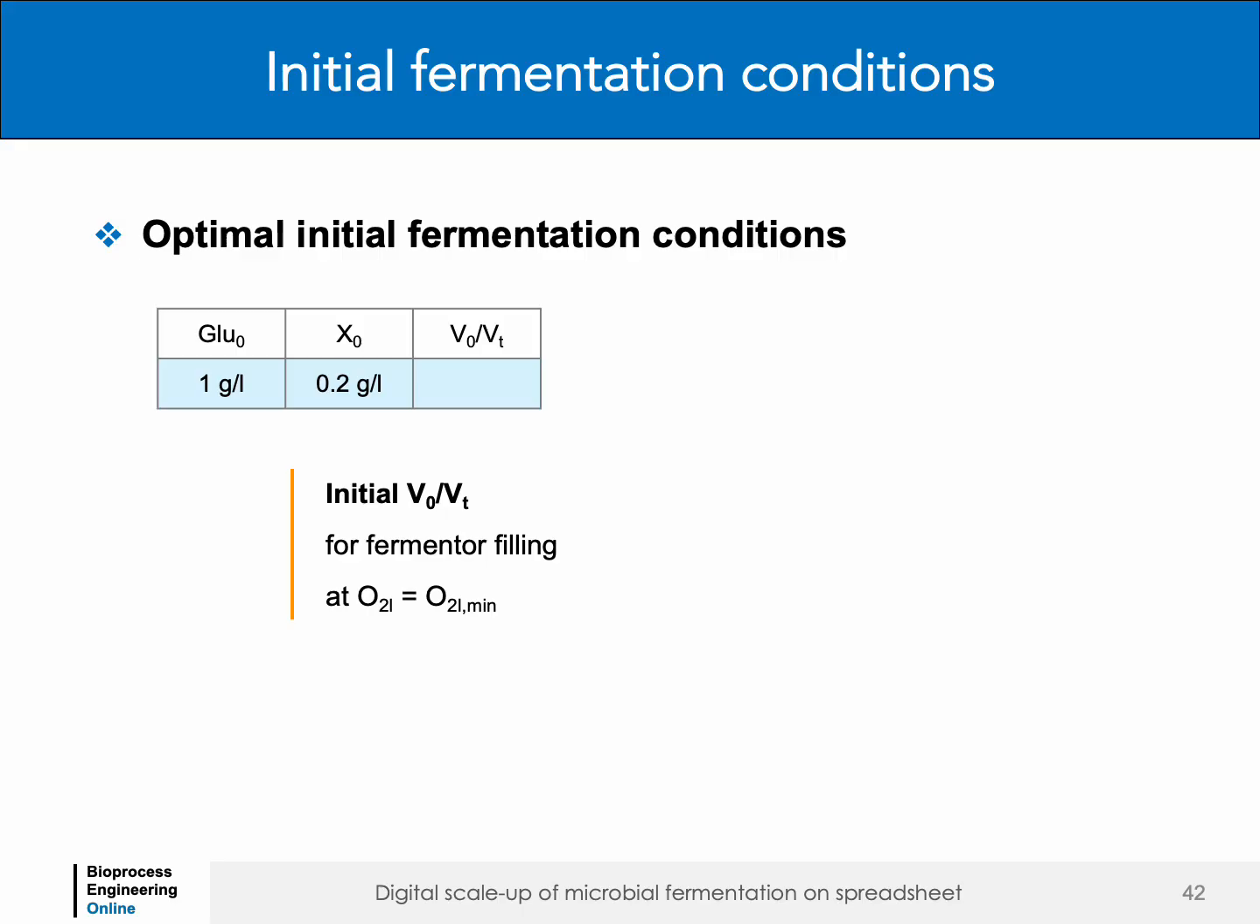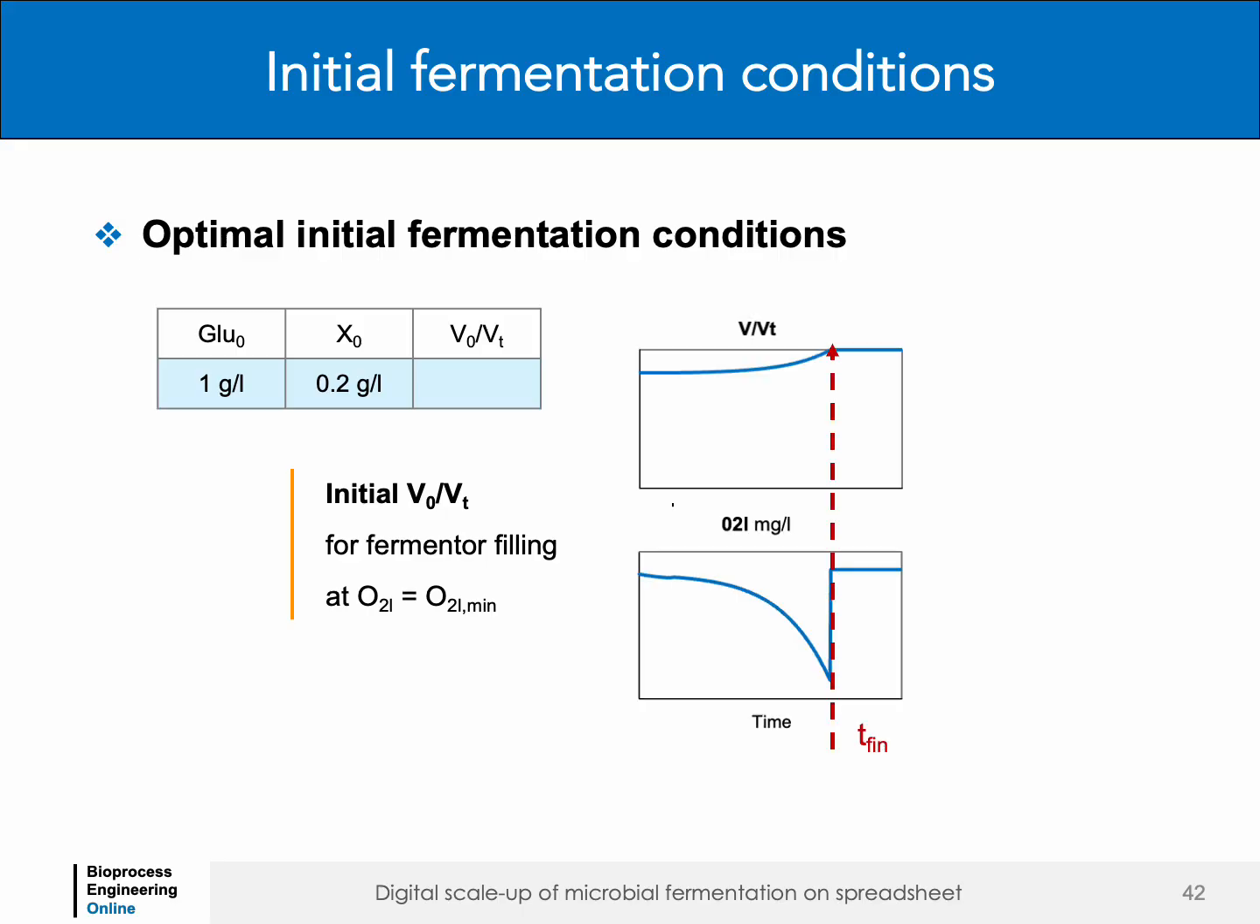The initial volume fraction is therefore carefully adjusted so that the time at which the fermenter becomes completely filled coincides with the moment when the dissolved oxygen concentration reaches its minimum allowable value. This ensures that the maximum biomass concentration permitted by oxygen transfer is achieved precisely when the fermenter reaches its full working volume. This operating strategy enables efficient utilization of both the fermenter capacity and the available aeration capacity.